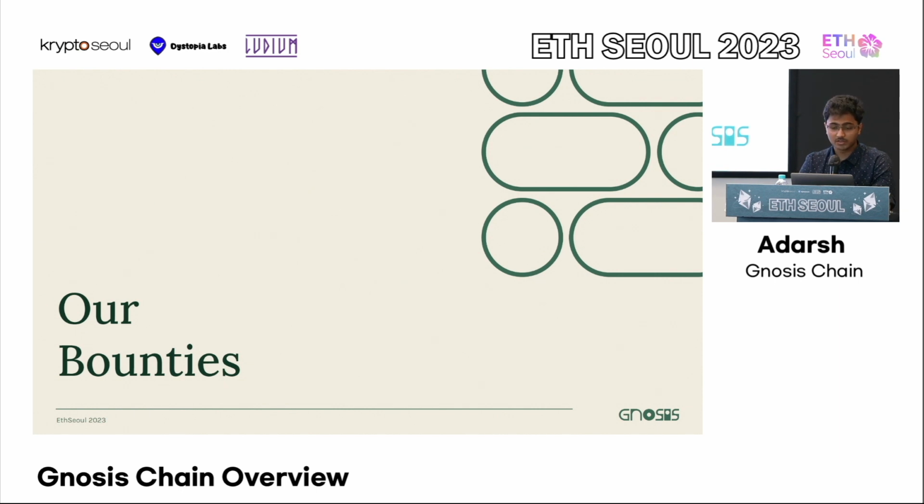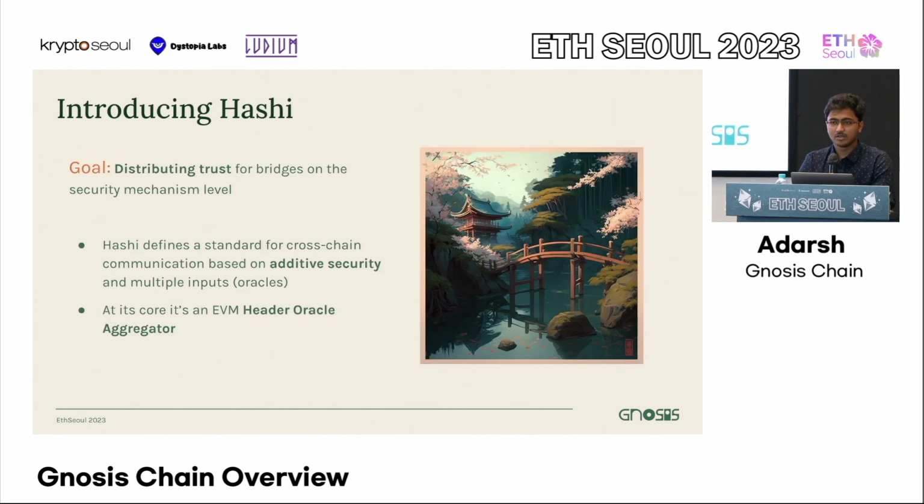Some of our other bounties, which I'm going to go over next, start off with the Hashi project, which is a project built by the Gnosis Guild team. It's a cross-chain protocol based on additive security. At its core, Hashi is a hash oracle aggregator, which allows developers to use the best options available and get the best out of all worlds for using the DEXes and bridges.